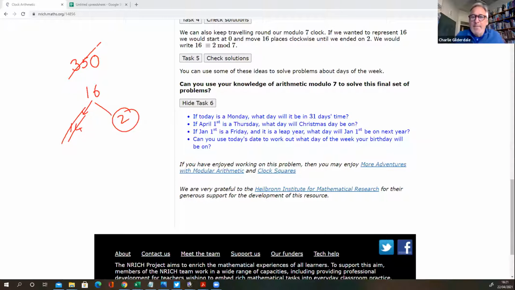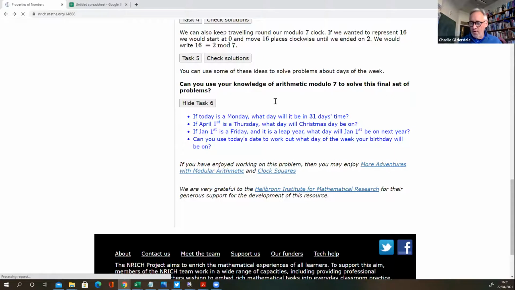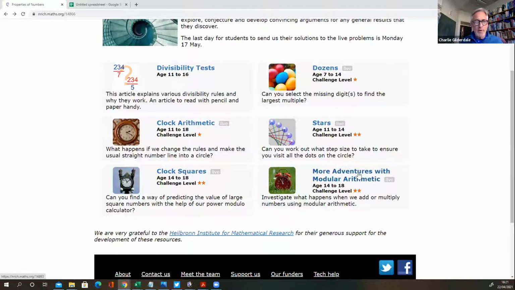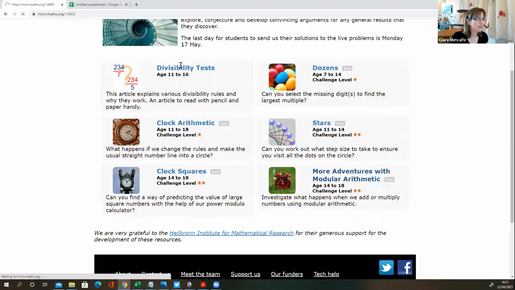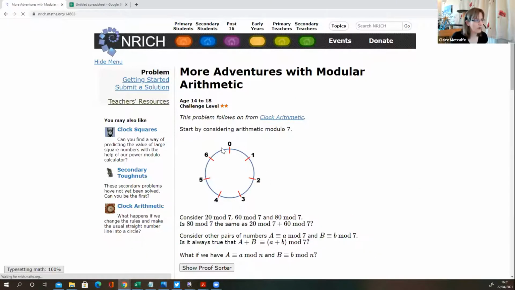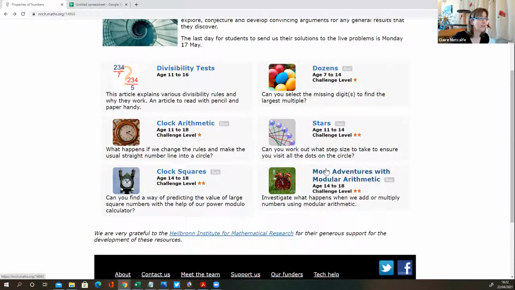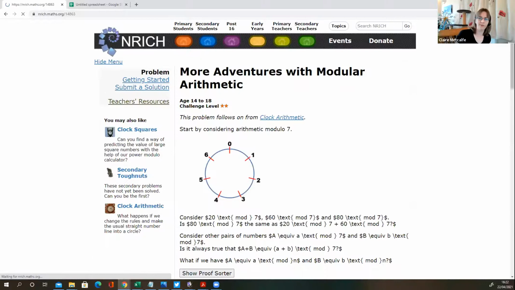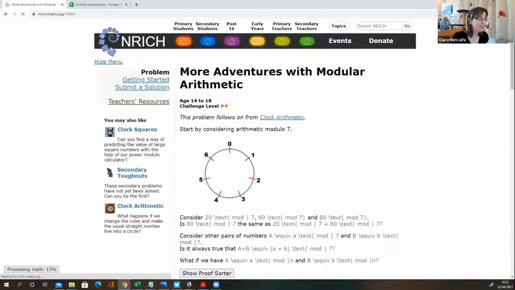Good. Okay. So that was the first problem in the feature, clock arithmetic. And then, Claire, you're going to talk about more adventures. Yeah, so there's 2 problems that can follow straight on from clock arithmetic: clock squares and more adventures. The one we wanted to look at was more adventures. We've now stopped calling it clock. We've now gone to modular arithmetic, but it's the same thing.